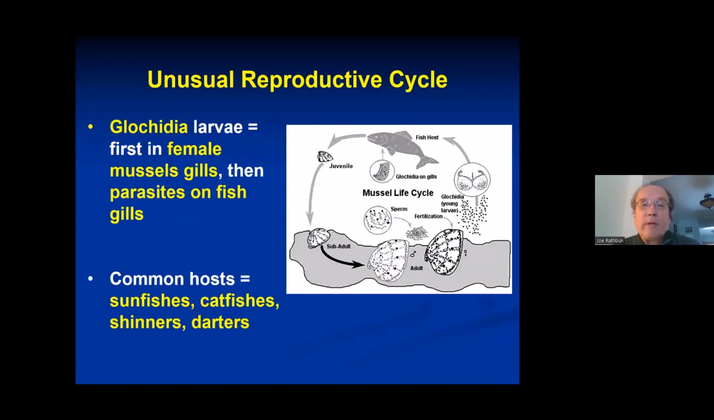They have an unusual reproductive cycle. The male and female are separate. They have external fertilization, wherein the male releases sperm into the water column.